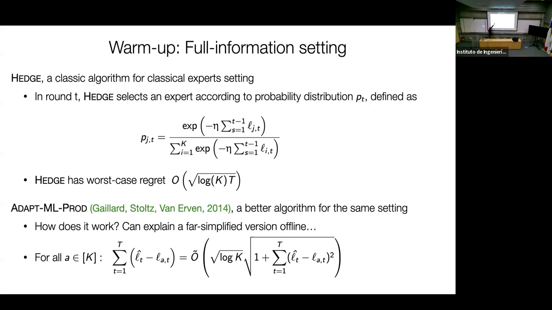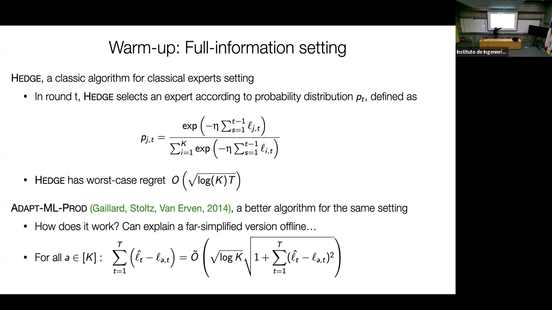And so Hedge is an example of an algorithm that achieves that regret bound that I showed before, right? Square root of T log K. Then there is a fancier algorithm that's called AdaptML-Prod. The cool thing about it, it may not be evident why this is useful right now, but you can get a fancier kind of bound. For any expert A, this is the regret of the algorithm. In the full information case, this is the dot product of P_t with L_t, the loss vector.